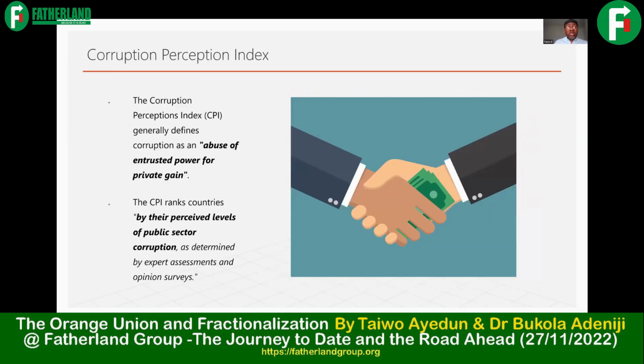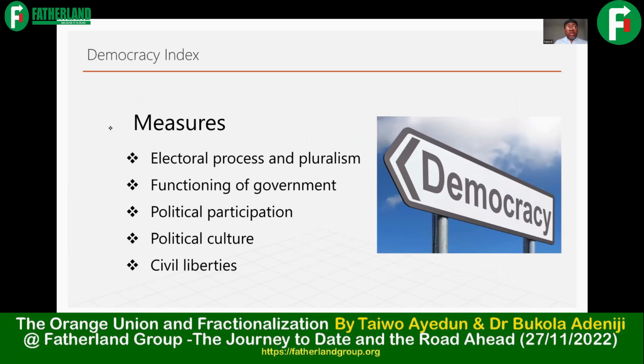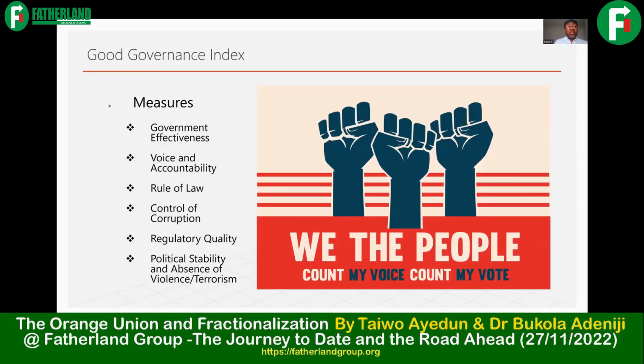Then we also looked at the Corruption Perception Index. Corruption is defined here as abuse of entrusted power for private gain. The CPI ranks countries by their perceived level of public sector corruption. So then we also looked at the Democracy Index. This measures the electoral process and pluralism, functioning of government, political participation, political culture, and civil liberties. Then we also found an index that actually measures good governance by itself. And this one measures government effectiveness, voice and accountability, rule of law, which was also looked at in more detail earlier on, control of corruption, regulatory quality, political stability, and absence of violence and terrorism.